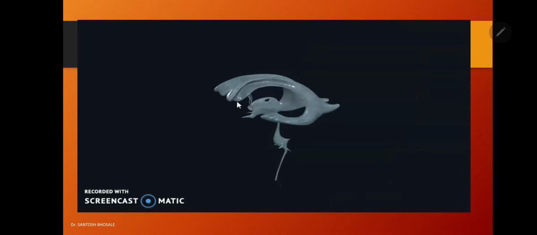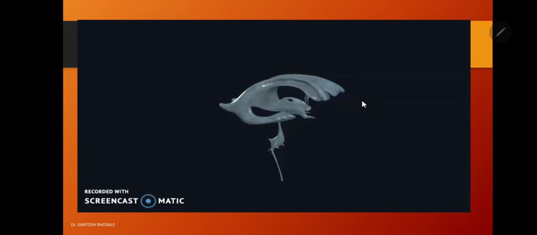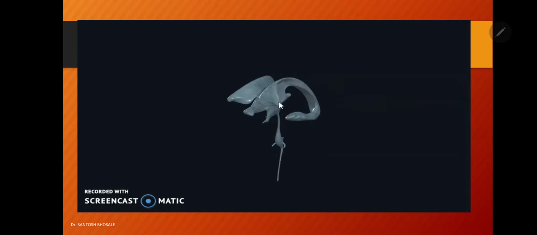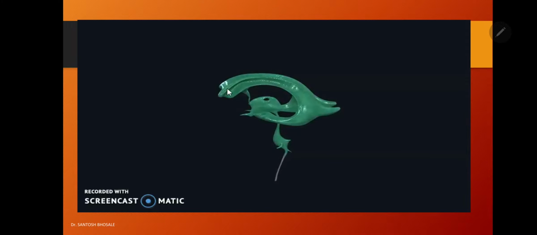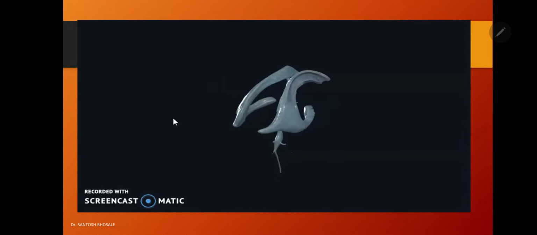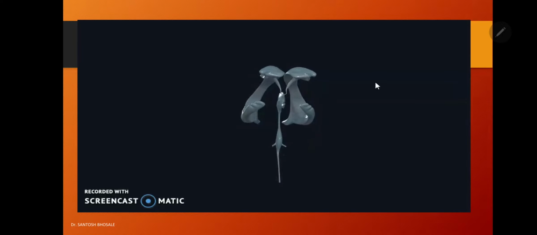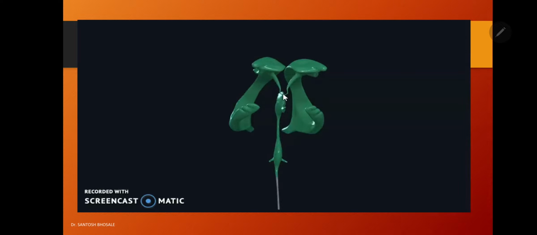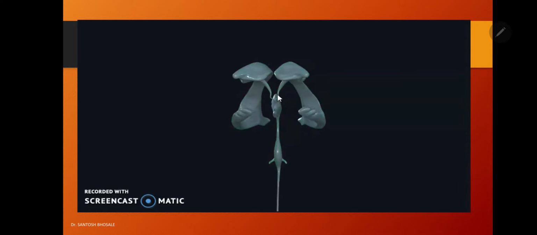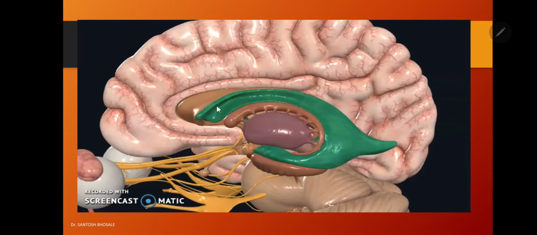And when you isolate them, you can see the entire ventricular system of the brain. You can see a pair of C-shaped lateral ventricles, a median third ventricle, and a tent-shaped fourth ventricle in the brainstem. You can see how the pair of lateral ventricles communicate with the third ventricle via the interventricular foramina of Monro. So the CSF produced in the lateral ventricle reaches the third ventricle.